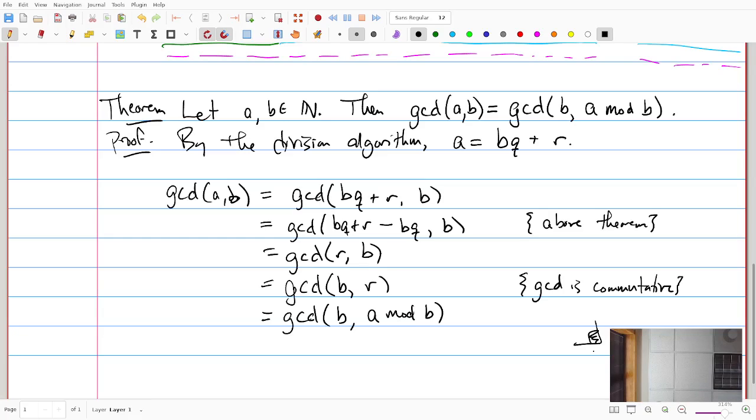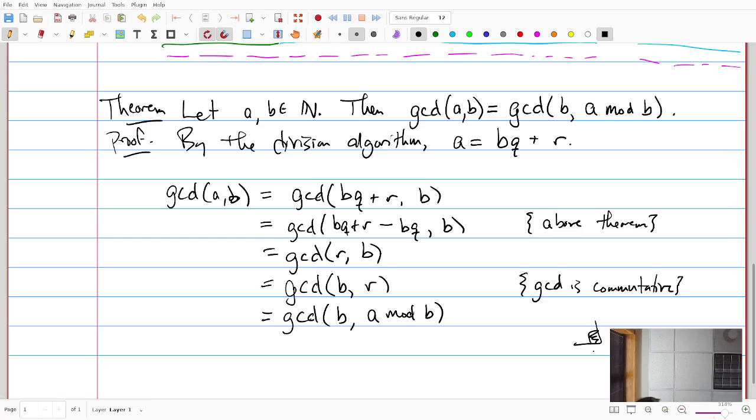Kathy? 0 and B. Between 0 and B? Can you be slightly more specific? R is, like, can it actually be equal to 0 or B? Can be 0 and... Yeah, that's right.